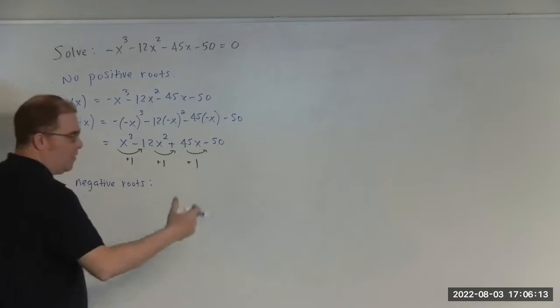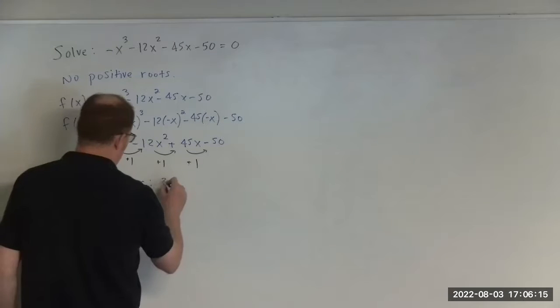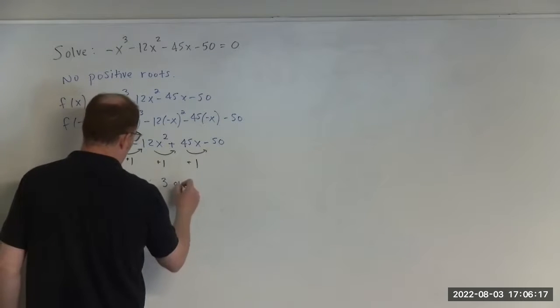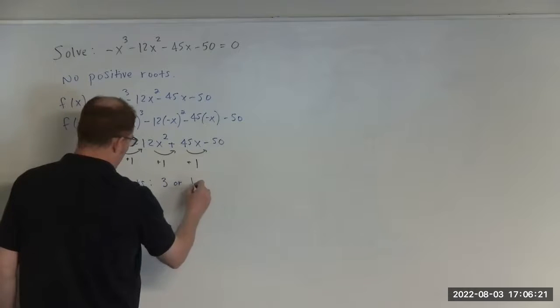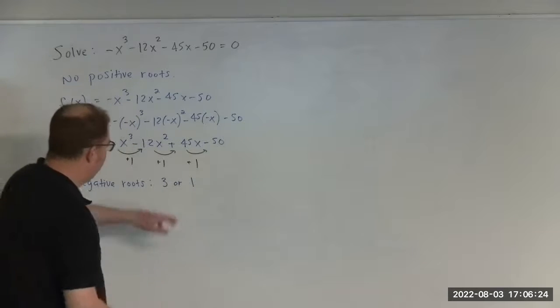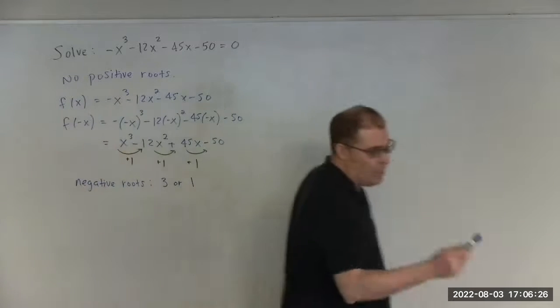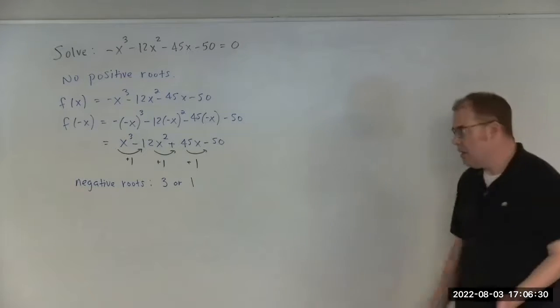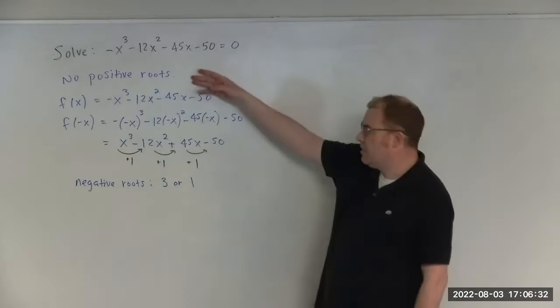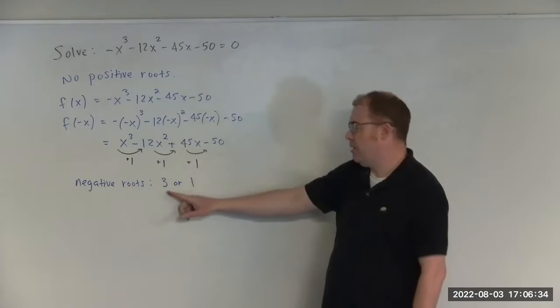And so then you count down by two. So there's going to be either three, and then you count down again by two, so three or one. Based on this result, we know there's got to be at least one negative root. And this, by the way, is counting multiplicity. So we know there are no positive roots, but there are either three or one negative roots.